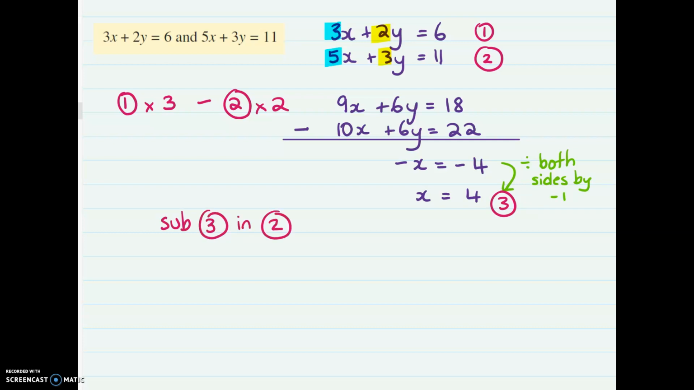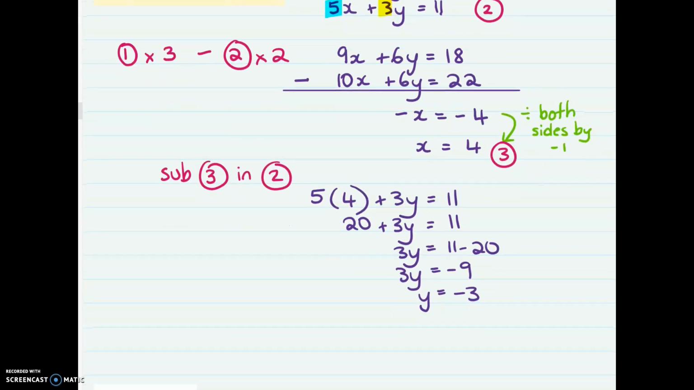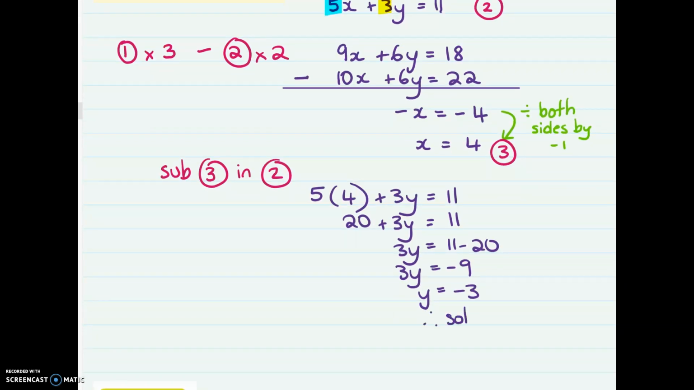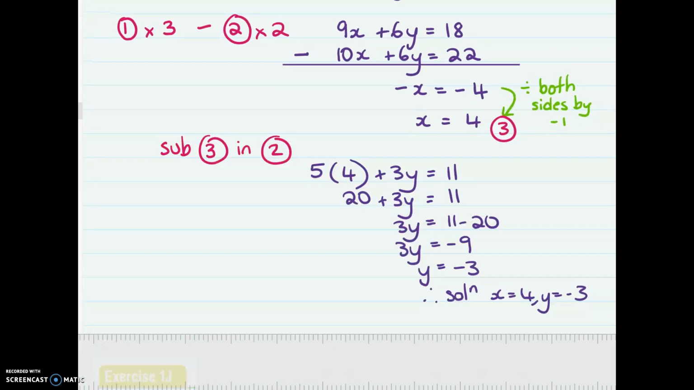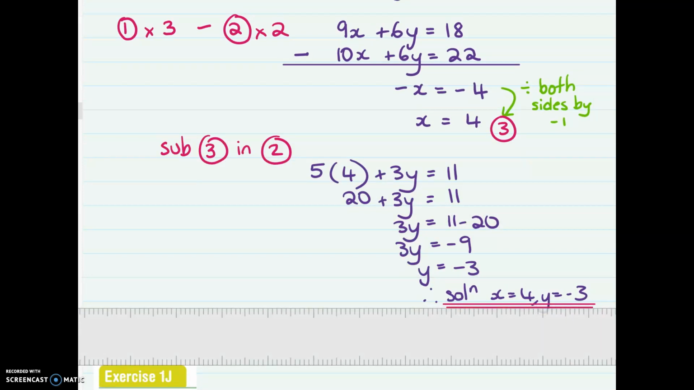Let's put it in equation 2, not that it would matter. So we've got 5 lots of x, which we've now found is 4. So if 20 plus 3y equals 11, 3y must be 11 minus 20, which is negative 9. And y equals negative 9 divided by positive 3, which is negative 3. So our solution is that x equals 4, y equals negative 3. Again, if you were graphing it, where those two lines meet, it would intersect at the point 4, negative 3. 4 on the x-axis, 3 on the y.